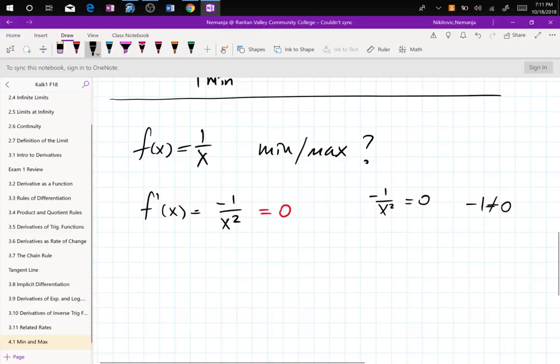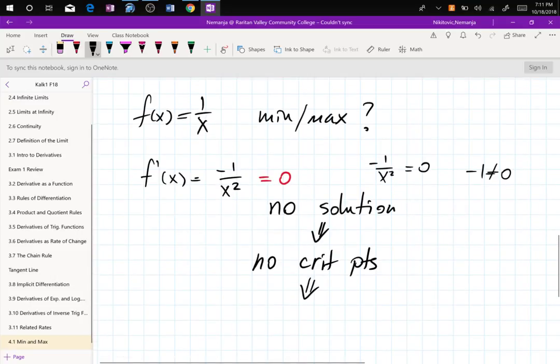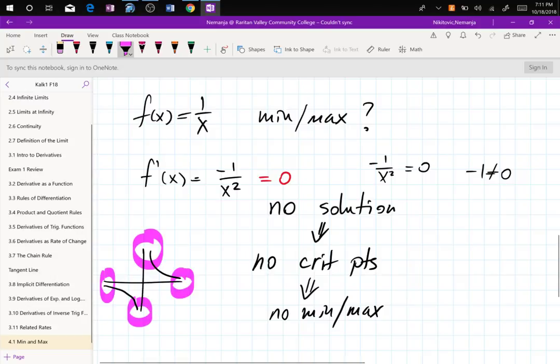So now we ran into no solution. That implies no critical points. That implies no min and max. You see that? It's cool. Now let's refresh our memory of what the graph of 1 over x looks like. Do we see any min or a max on it? Obviously not. All of the corners will go to infinity. All of these function edges will go to infinity. So this is what we have.